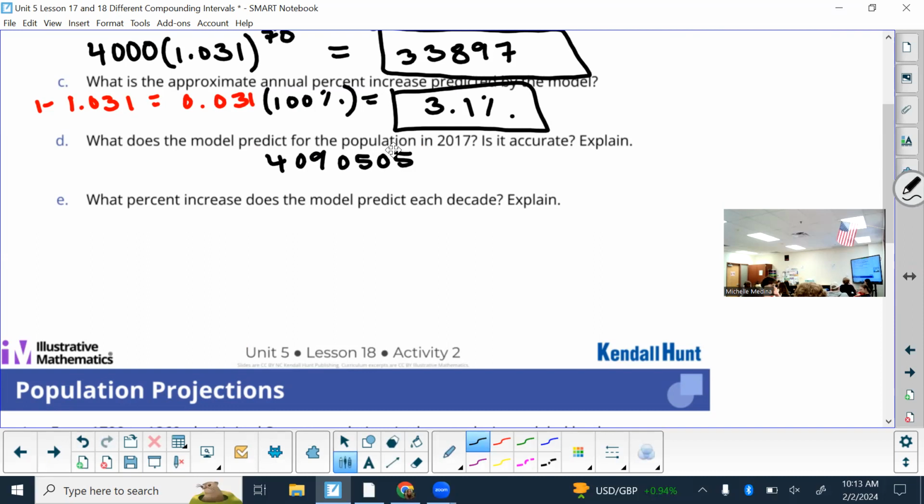So, good. Then it says, what percent increase does the model predict each decade? I'm less worried about that. If you got it right, I'll tell you if you got it right. But I know it won't ask you to do that on your test, so I don't want to have to walk anyone through the struggle of figuring that out. So that's part D. If you want to know if you are right, they said 4,000 times 1.36 to the D power. So that would be, I'd say, 36%, in case you were curious.